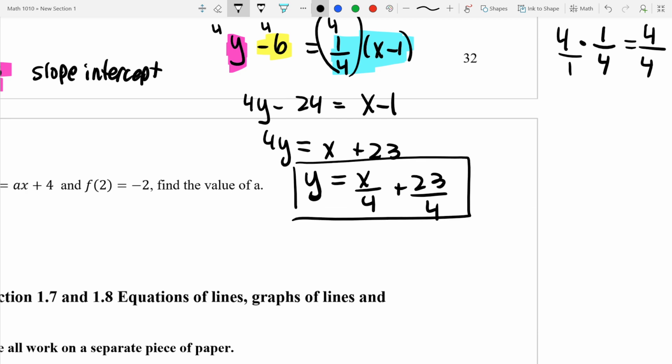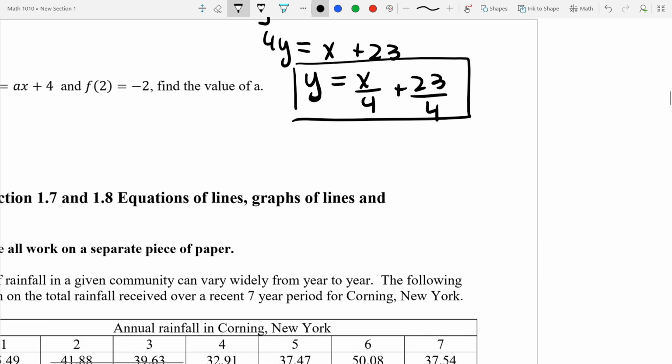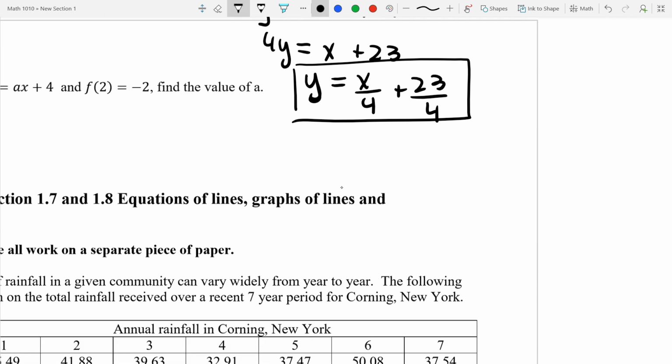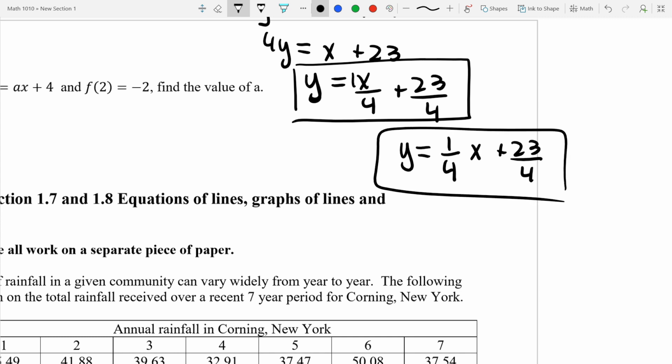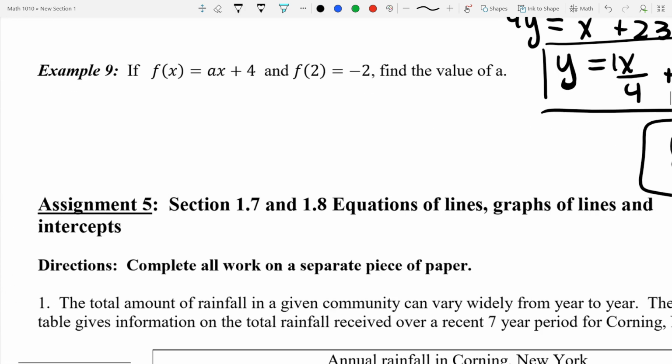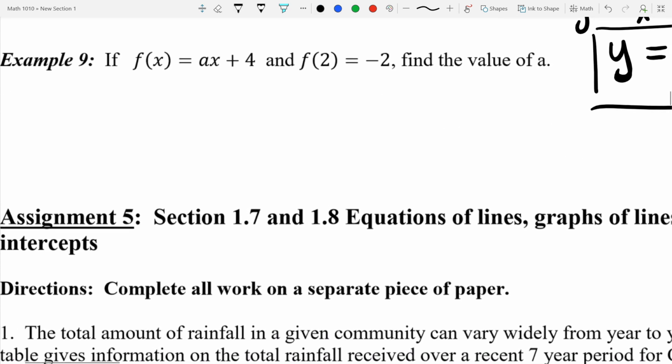It's awkward, though. See the x over 4? What's the number in front of the x, but we don't write it? It's a 1. So it's way better to write this as y equals 1/4 x plus 23 over 4. Both are correct, both are full credit. The bottom one is way less awkward, and it's going to serve you better to do it that way.